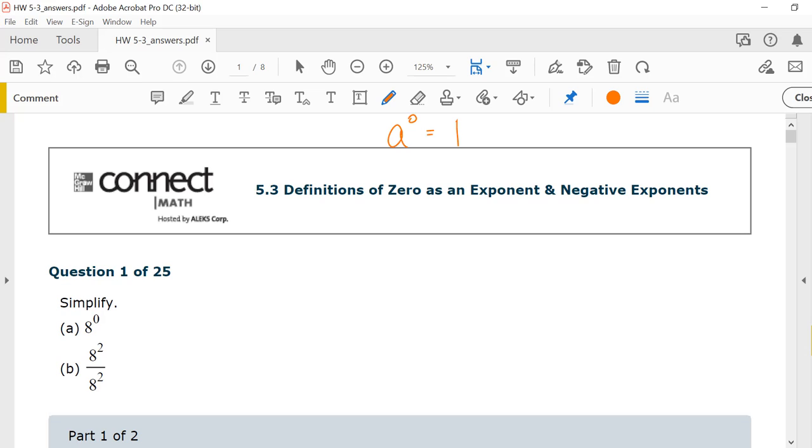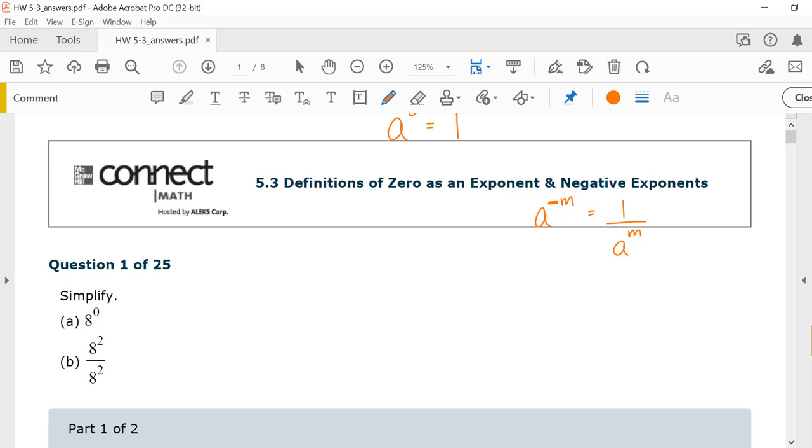And then, if you have a to the minus m, to get rid of the negative in the exponent, you're going to say that that's 1 over a to the positive m. So again, if you have a negative exponent, that's the same as saying 1 over a to the positive exponent.